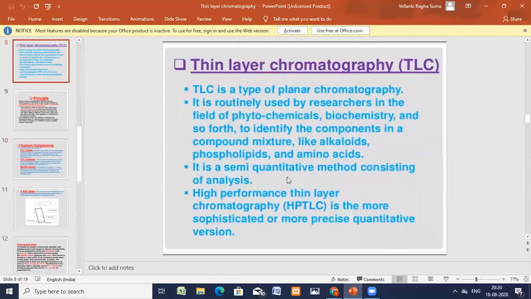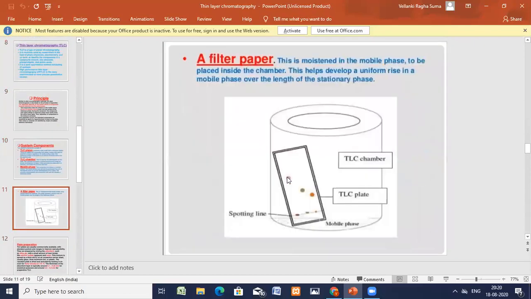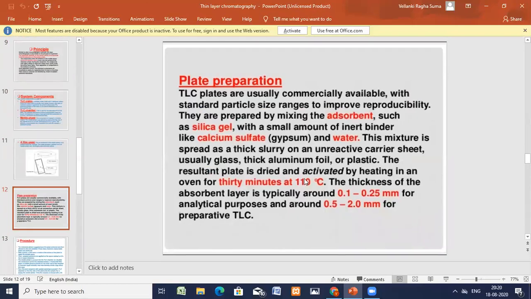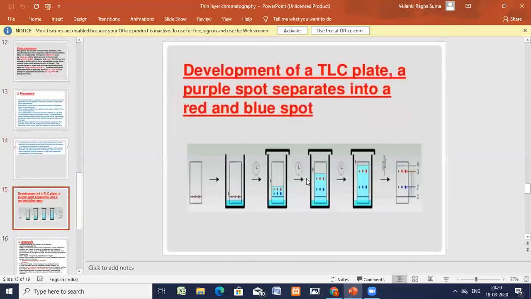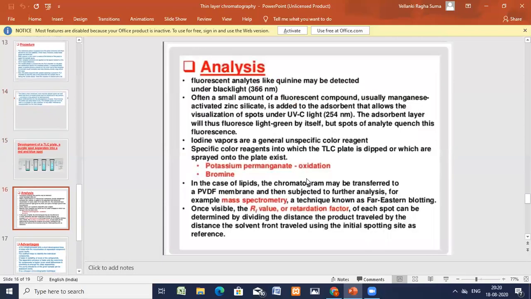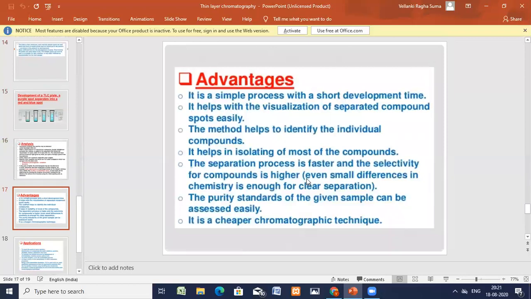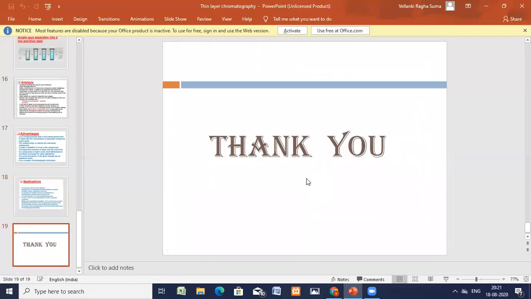So TLC principal components. Here the filter paper surrounds the chamber, the total TLC chamber. In the filter paper surrounded chamber, the prepared plate is placed. Procedure, how we do it, and here it is represented diagrammatically. Then analysis is done, advantages and applications are discussed.